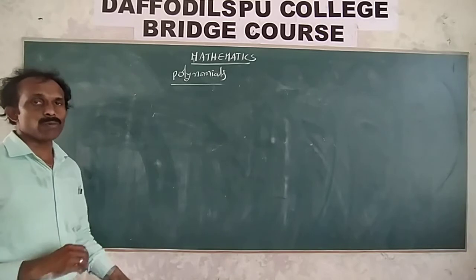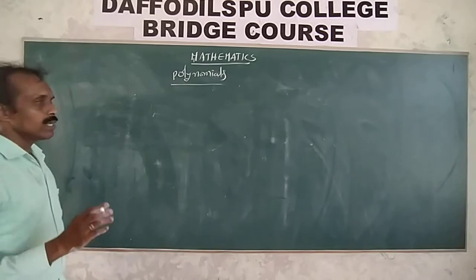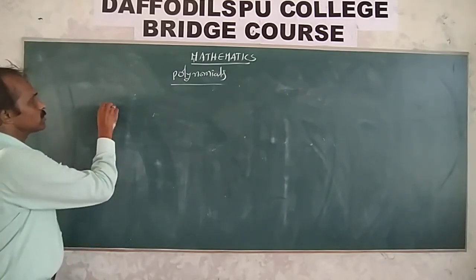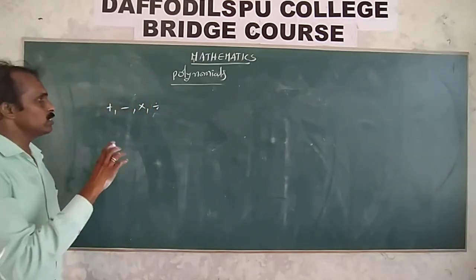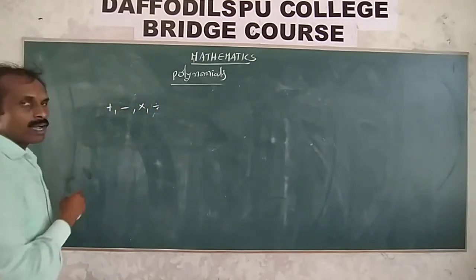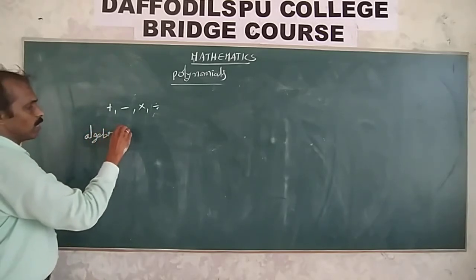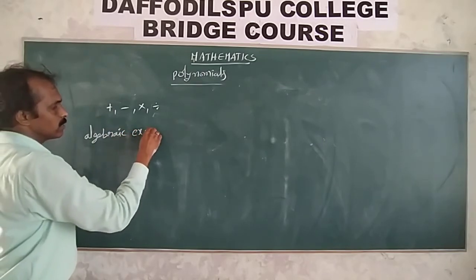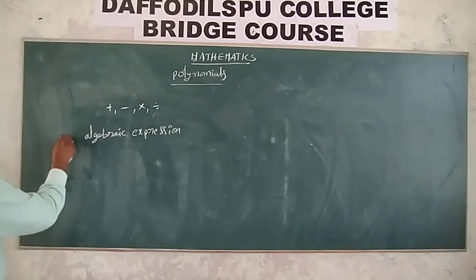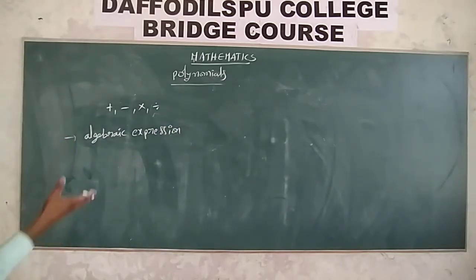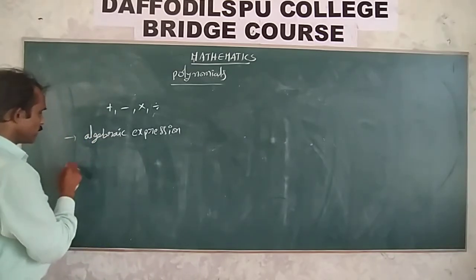Constants and variables connected by algebraic operations, such as plus, minus, multiplication, division, is called an algebraic expression. Okay, this is called an algebraic expression. In this, the constants and variables are both mixed. Right.